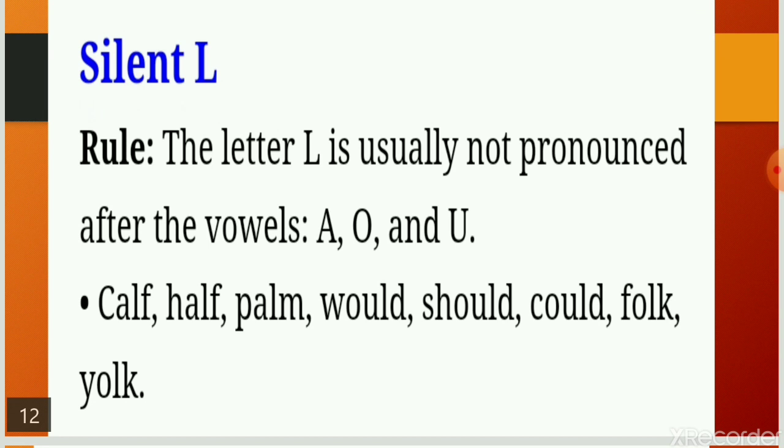The letter L is usually not pronounced after the vowels A, O, and U. See, here are some common examples. You will understand better with these obvious, clear, and vivid examples of what the rules are telling us about the silent L when it comes with A, O, and U.